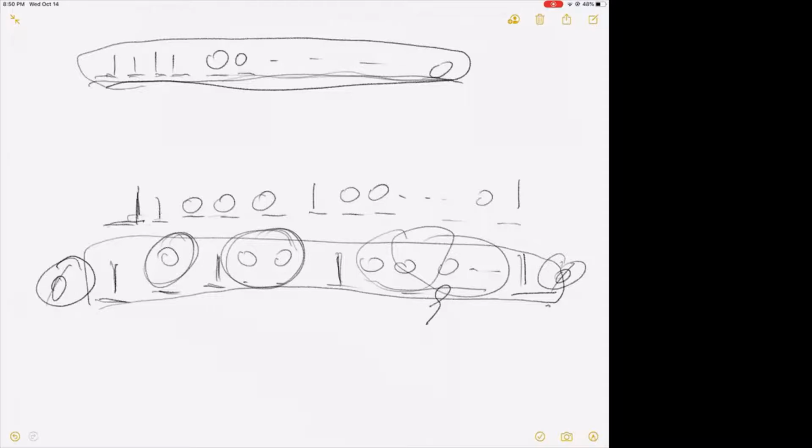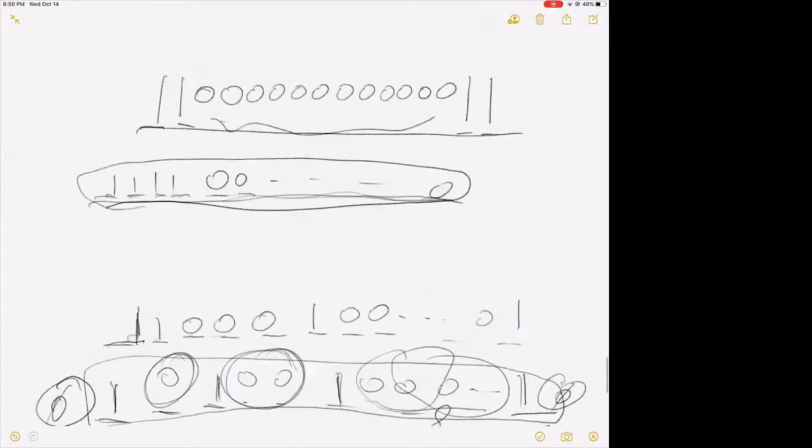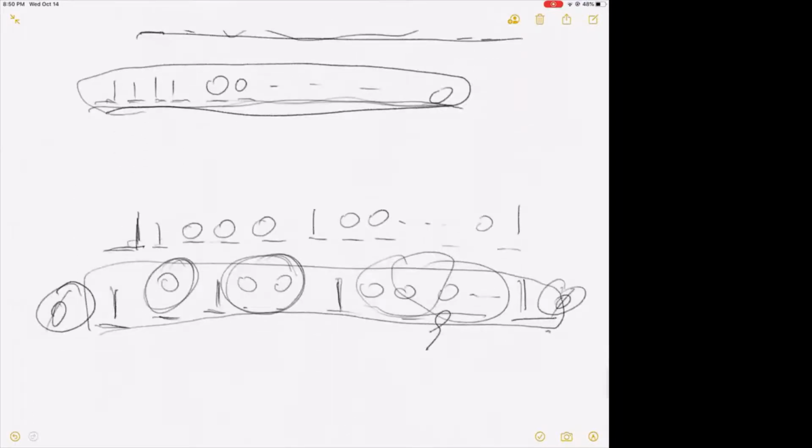Say again? Wasn't that sort of what I was saying? Because I said two of them are the same, like the four bars on one side, two bars on the other side. Yes, but I didn't get that.